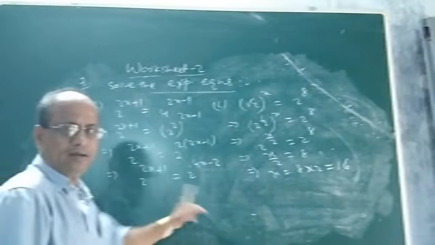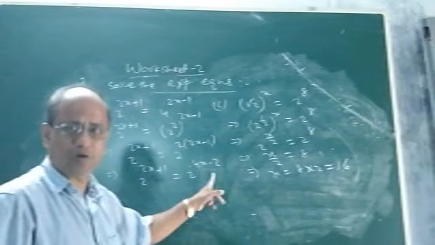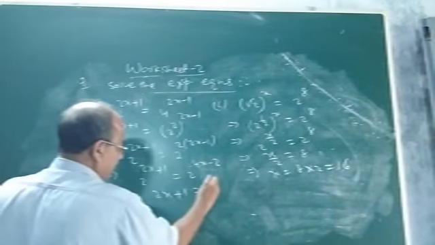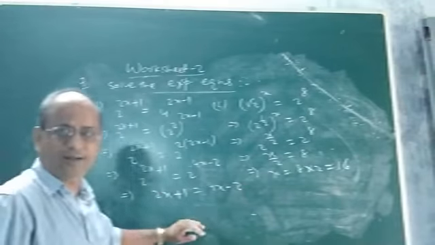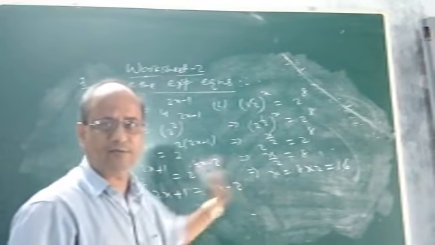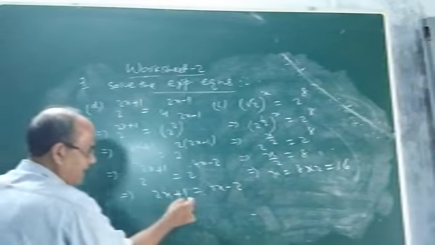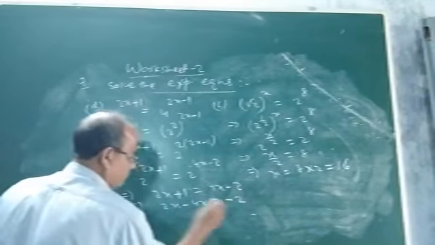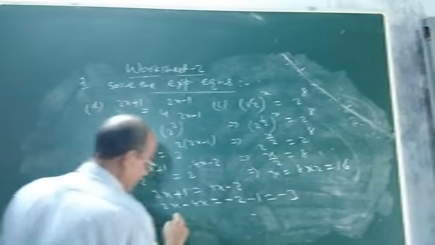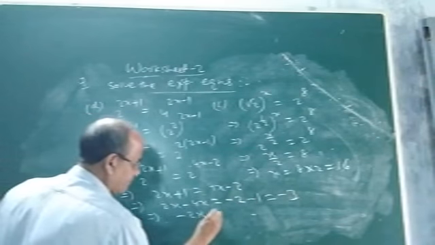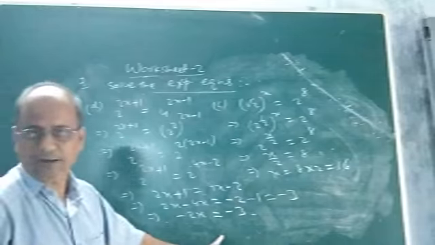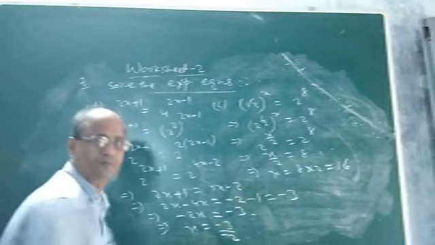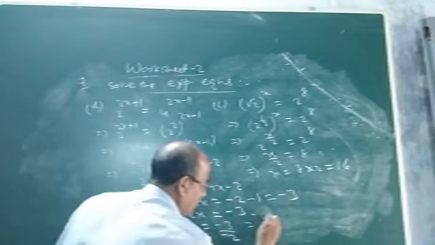See, now the base is same both the sides, so their exponent will also become same. That means 2x plus 1 will be equal to 4x minus 2. Now you got a linear equation, you know how to solve it. Separate the variable and the constant. So bring 4x to left side, 1 to right side. So 2x minus 4x equal to minus 2 minus 1. 2x minus 4x is minus 2x, equal to minus 3. So x will be equal to minus 3 by minus 2, that is 3 by 2.